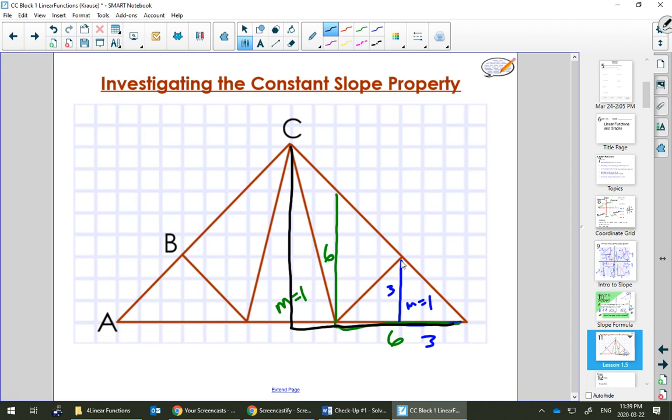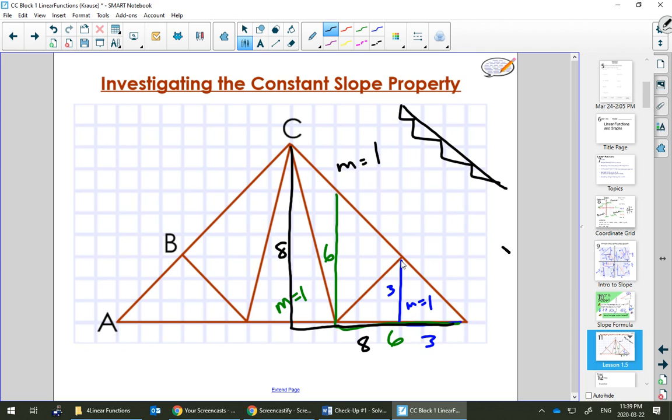1, 2, 3, 4, 5, 6, 7, 8. By 8, my slope is 1. So no matter where I go on a line, no matter what line I have, as long as I'm on the same line, my slope is the same no matter where I go.